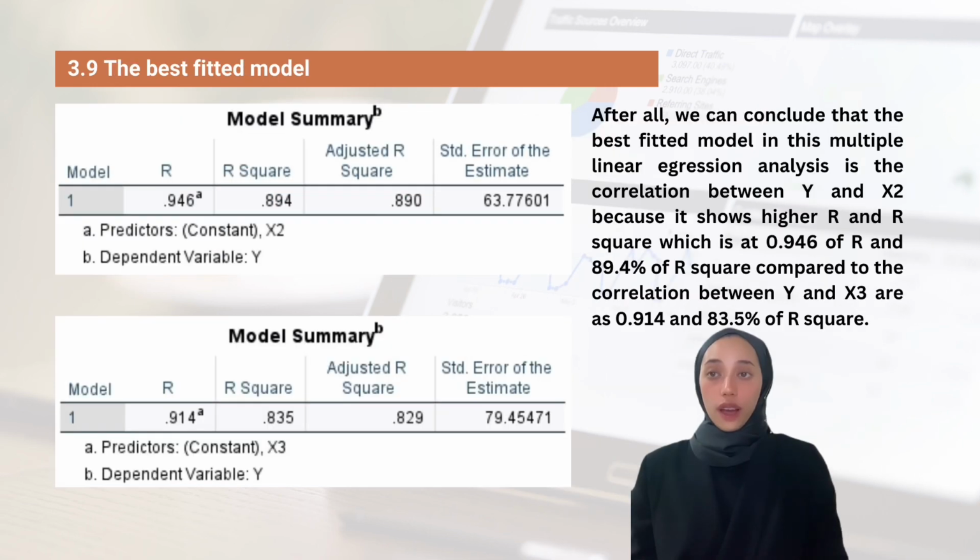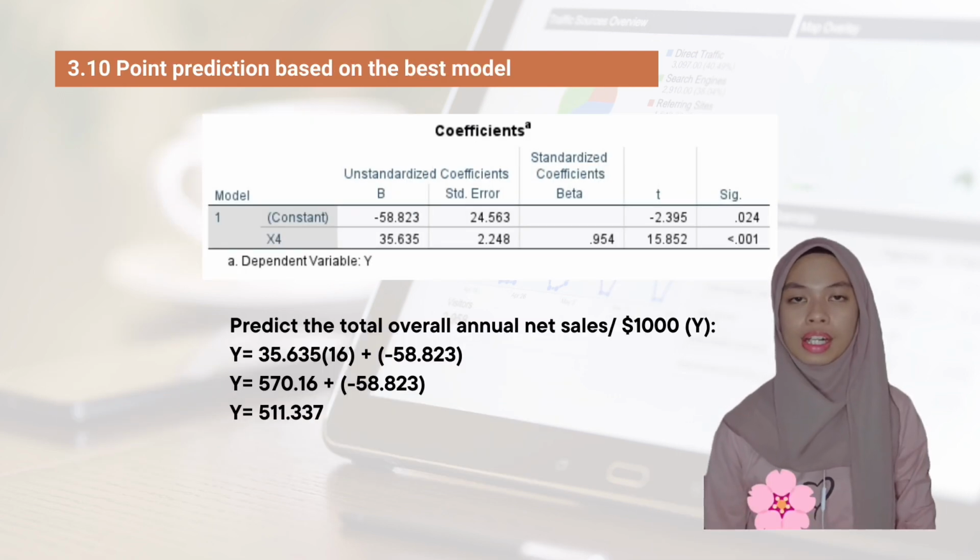On to 3.9, which is the best fitted model. We can conclude that the best fitted model in this multiple linear regression analysis is the correlation between y and x2, because it shows higher r and r-square, at 0.946 for r and 89.4% for r-square, compared to the correlation between y and x3, where r is 0.914 and r-square is 83.5%.